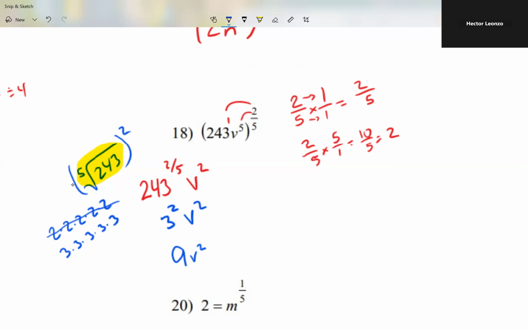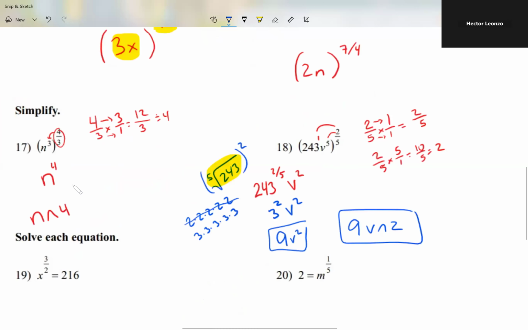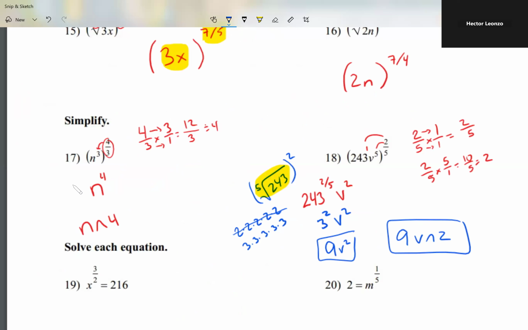Because notice how here, 3 to the second is 3 multiplied twice. So 3 times 3. Okay, that's it. That's my answer. 9v to the second. The way I will type this will be 9v caret 2. So 9v to the second. So notice how I practiced with some letters. On number 17, I practiced with letters. And number 18, I included numbers. Right? Many questions in your homework are going to have numbers.